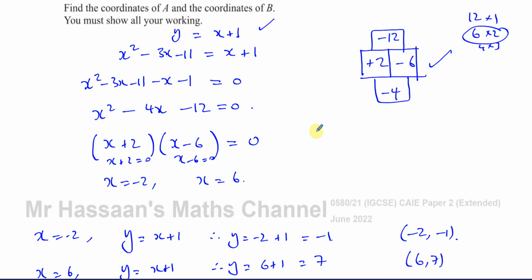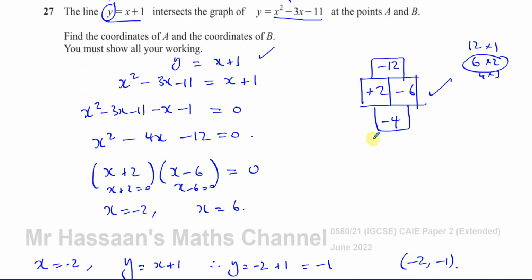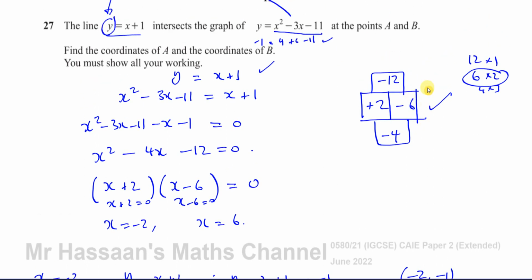And let's see if they satisfy the other equation, which was x squared minus 3x minus 11. So that's a minus 1. You're going to have, that's going to give you 4. Minus 3 times minus 2 is plus 6. And that's minus 11. That's going to be 12 minus 11. No, sorry, 10 minus 11, which is minus 1. That's correct. And then we're going to have 6 and 7.